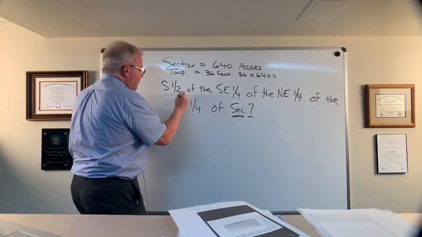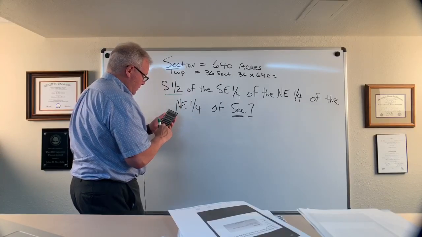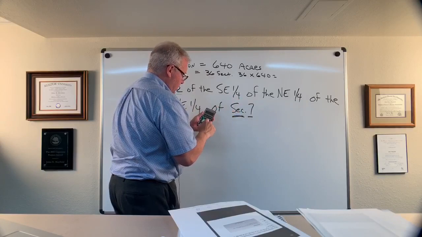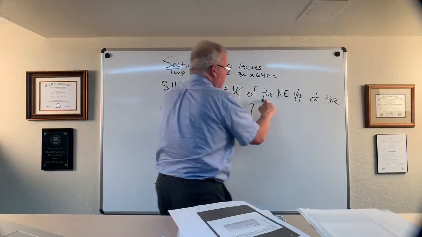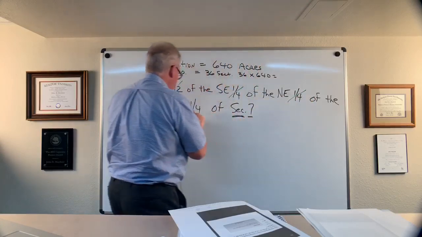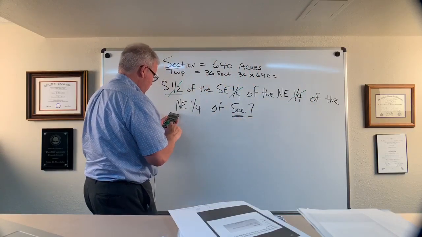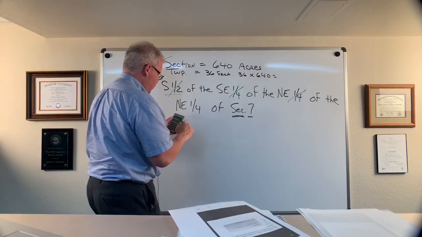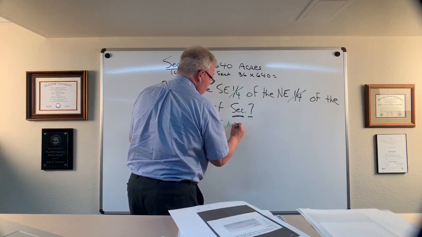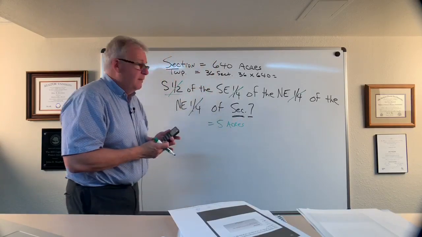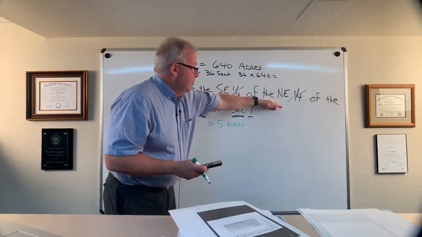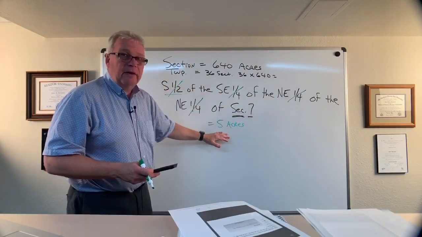The south half, divide by 2. The southeast quarter, divide by 4. The northeast quarter, divide by 4. Of the northeast quarter, divide by 4. And there's 5 acres. See how I did that? So it's just 640, divide by 2, divide by 4, divide by 4, divide by 4, 5 acres.